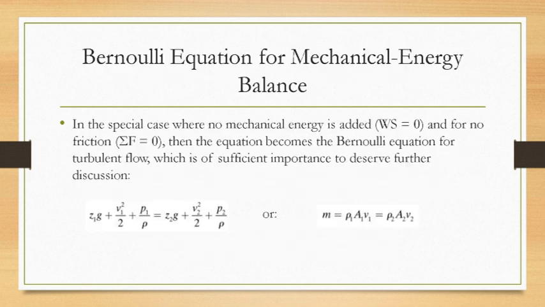In the special case where no mechanical energy is lost and there is no friction, the equation becomes the Bernoulli equation for mechanical energy balance, if we are talking about turbulent flow, which is of sufficient importance to serve future discussions. On the left is the development of the equation, or it can be the basic formula that we also know.